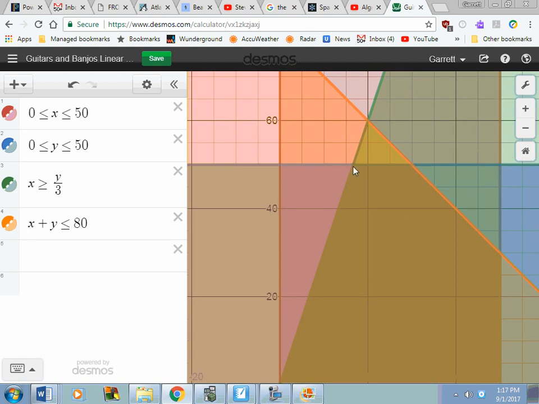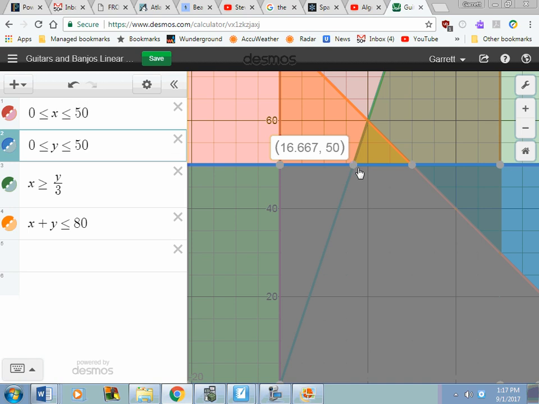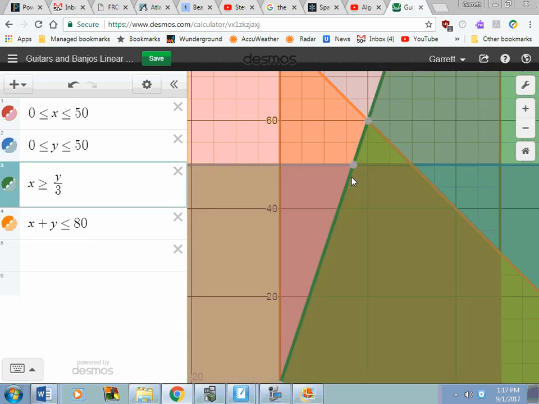There's that corner again. It's not an integer. Well, it's not an answer then, if we can't make 16 2/3 guitars, even though that may maximize our profits. So we want to find the closest integer, all right? And it was somewhere in here.